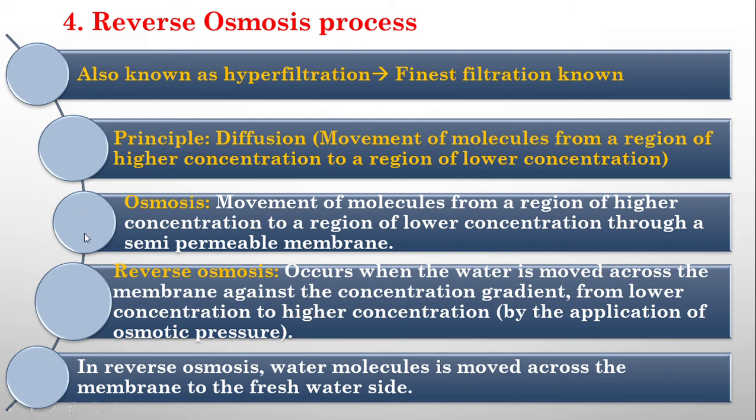In reverse osmosis also, we can remove all the particles like salts of calcium and magnesium, thereby removing the hardness of water. So we will get soft water as the product. This is how we can do the softening of water. So these are the different processes by which we can soften water.